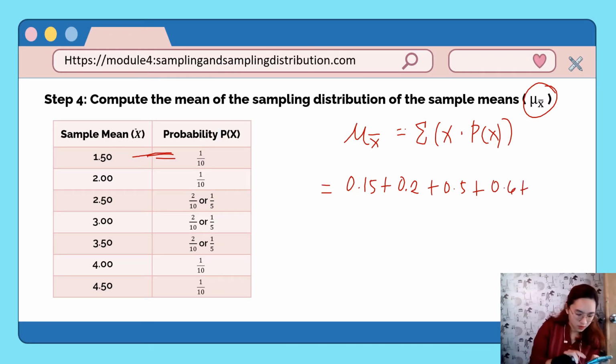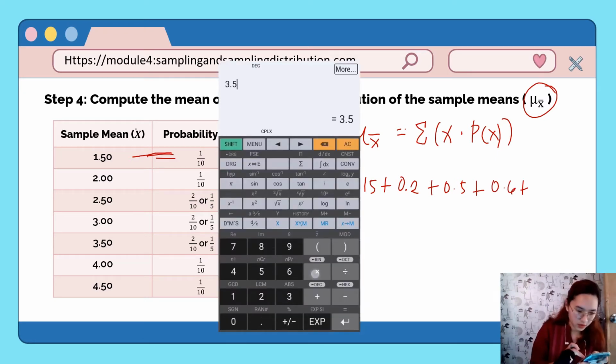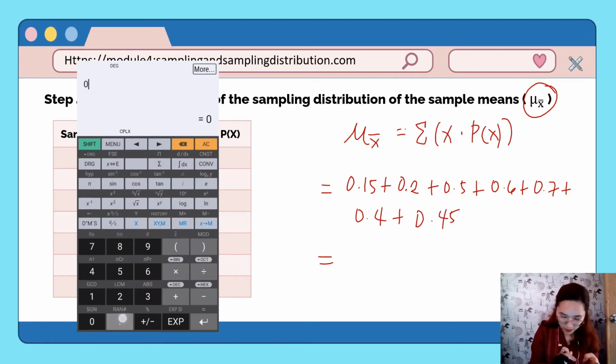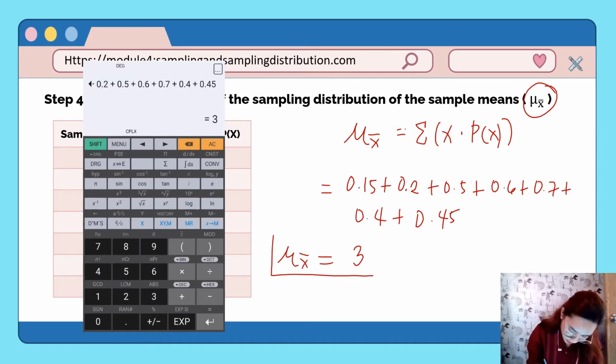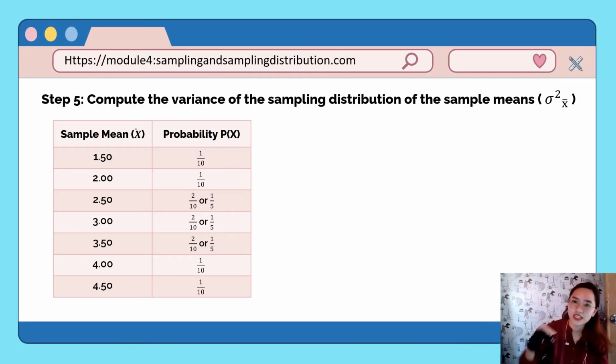Plus, 3.5 times 2 over 10, yan, 0.7. Plus, 4 times 1 over 10, of course, that is 0.4. Then, yung 4.5 times 1 over 10 is 0.45. Ayan. Pag-add na po natin, 0.15 plus 0.2 plus 0.5 plus 0.6 plus 0.7 plus 0.4 plus 0.45. Ayan. So, the answer is 3. So, yung ating sample mean ay 3. Ayan. Compute naman natin yung variance ng ating sampling distribution.